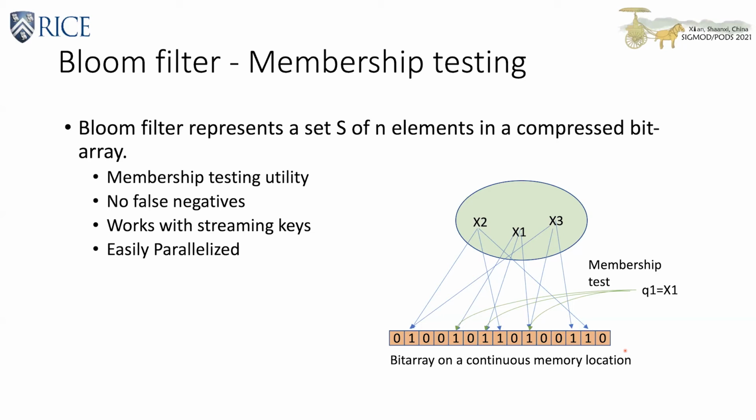Bloom filters have no false negatives, as every key x in the set S will set all the bits at its hash locations. However, there are false positives introduced by hash collisions. In this case, Q2 doesn't belong to S. Additionally, Bloom filters work with streaming keys of the set, and each insertion in a Bloom filter is independent.